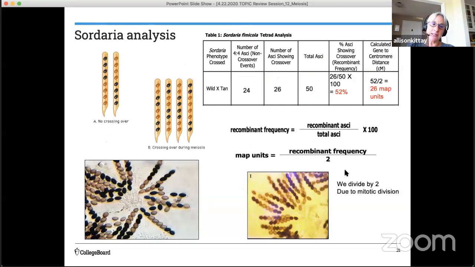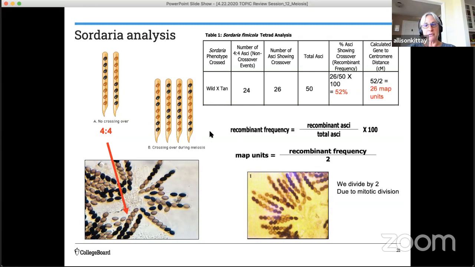All right, so now let's take a look at the analysis. So we prepare these spore slides by easing those ascospores out of the perithecium, and in no crossing over, we're going to get a 4-to-4 pattern. And if you look, I have an example here. You can see that there are 4 black and 4 tan. So that's no crossover. Any other possibility is crossing over.